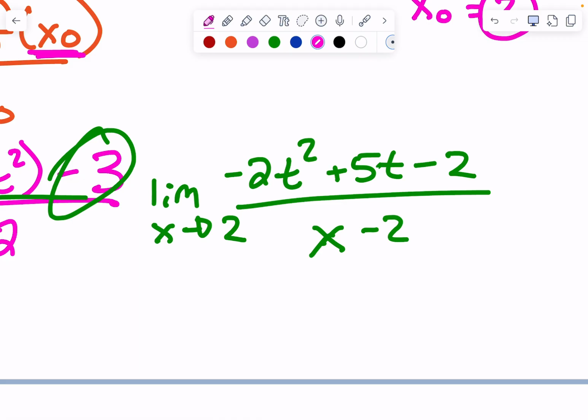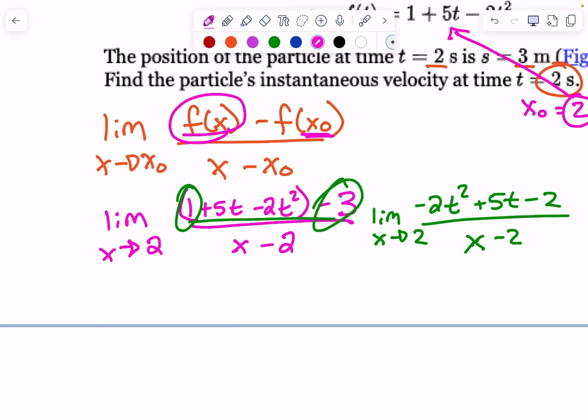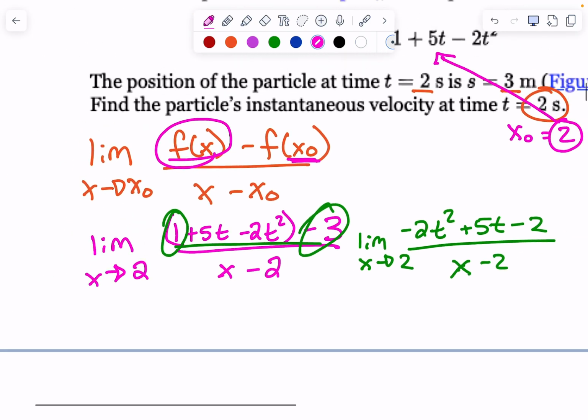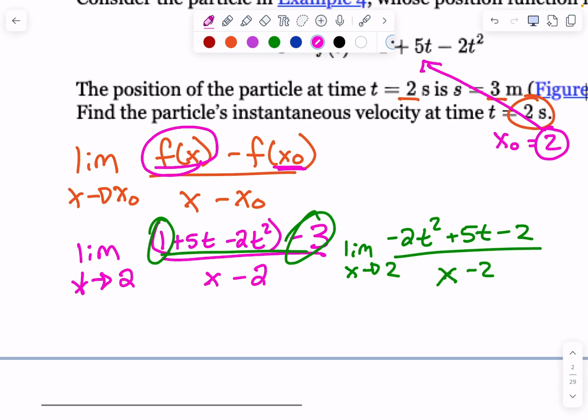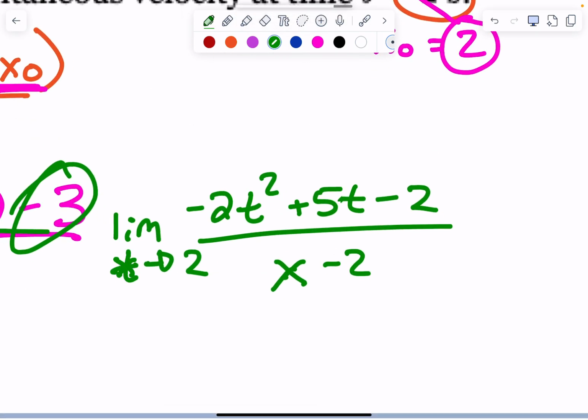Wait, are t and x the same? Yes, t and x. Oh, yeah. I'm sorry, my variable switched. This should actually be the limit as t goes to 2 instead of x. Yes, t and x are the same thing. I'm using the wrong variable. This should say as t goes to 2. Let's factor out the t minus 2.